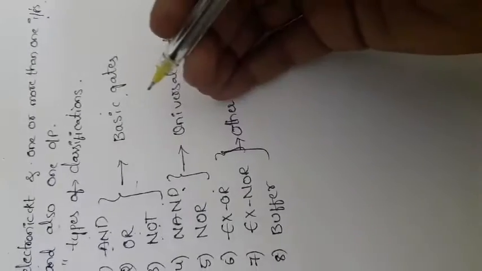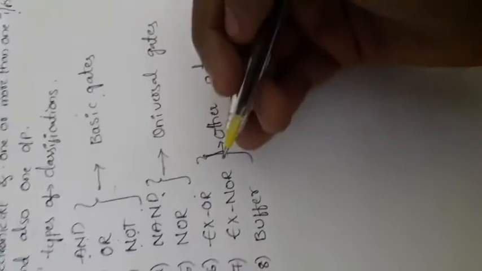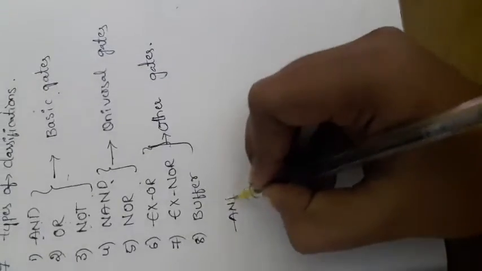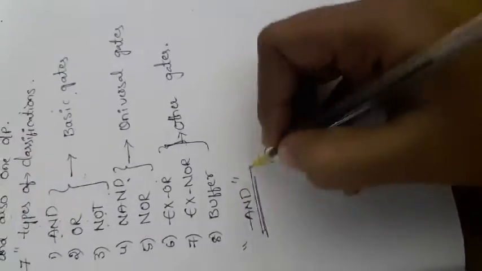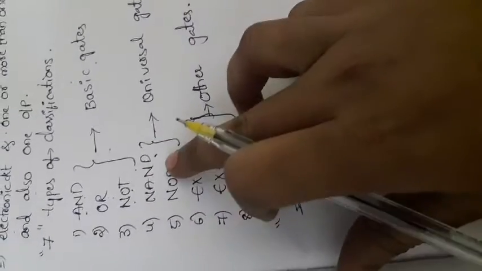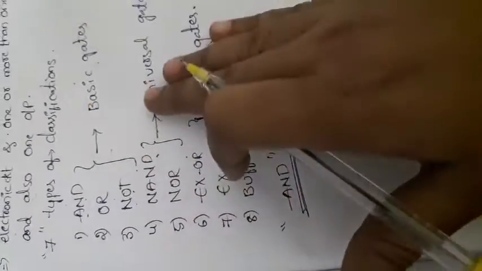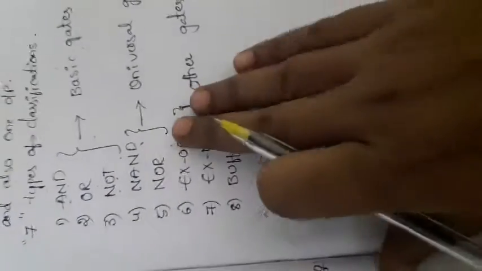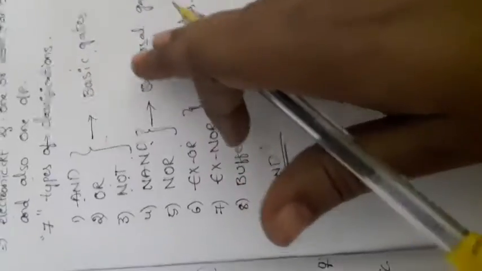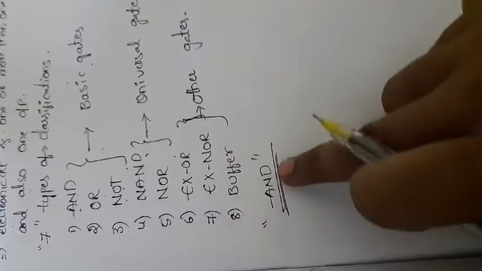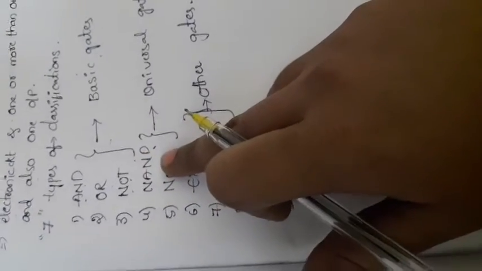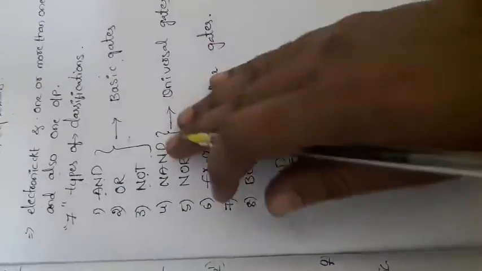Okay, so how to realize those gates? For example, you can realize the AND gate by using NAND gates, or their combinations. For that you need a couple or more NAND gates. If you need to realize the AND gate using NAND gate combinations, we compulsorily need a couple of NAND gates, or maybe more than one NAND gate.